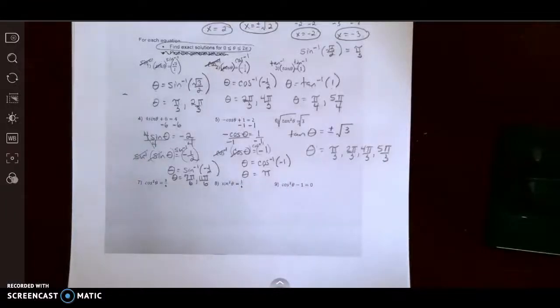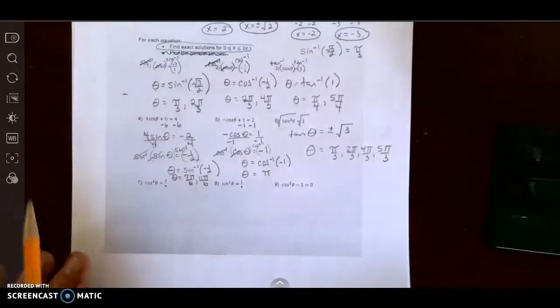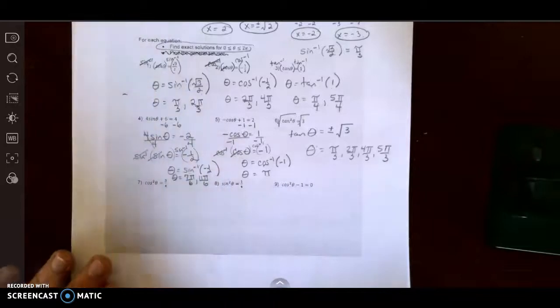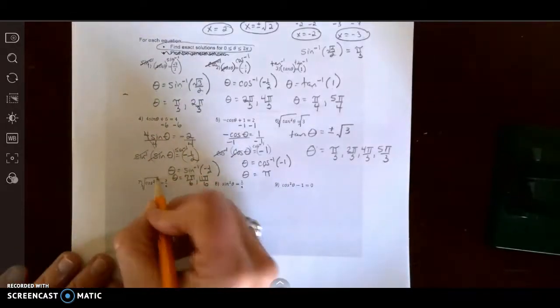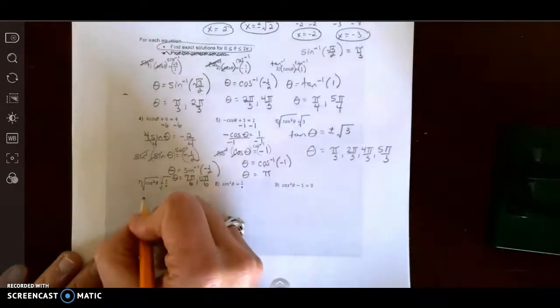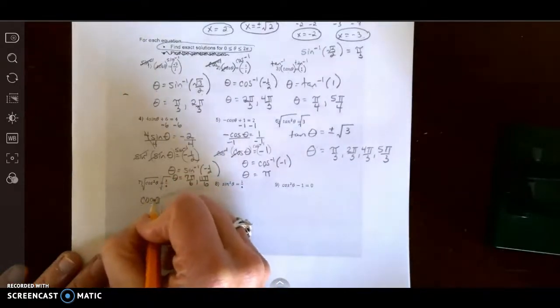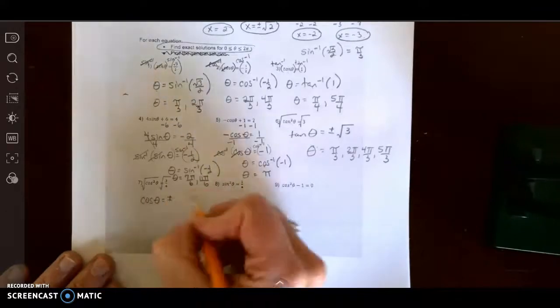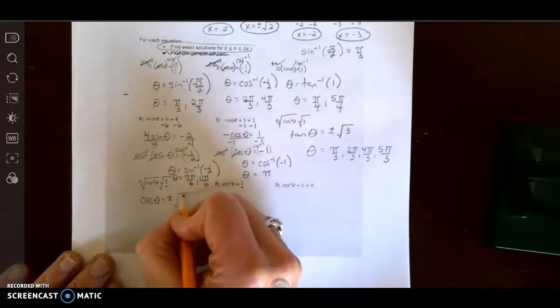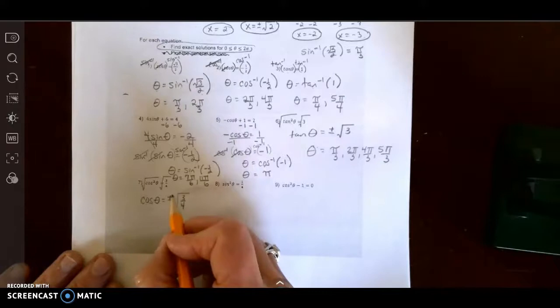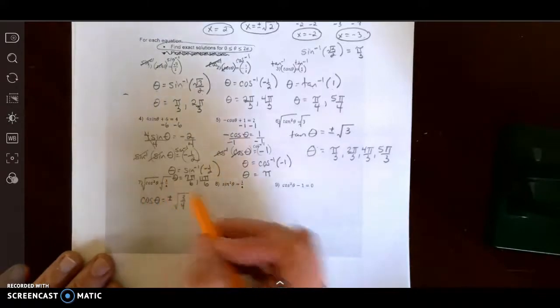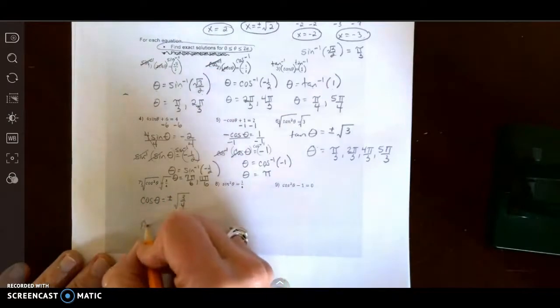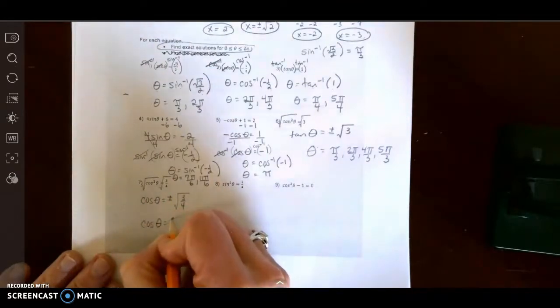Right, so let's continue solving equations. For number 7, just like number 6, I need to take the square root of both sides. And I get cosine of theta equals plus or minus the square root of 3/4. I've got to remember the plus or minus because I put in the square root sign. And then I have to think about simplifying this.